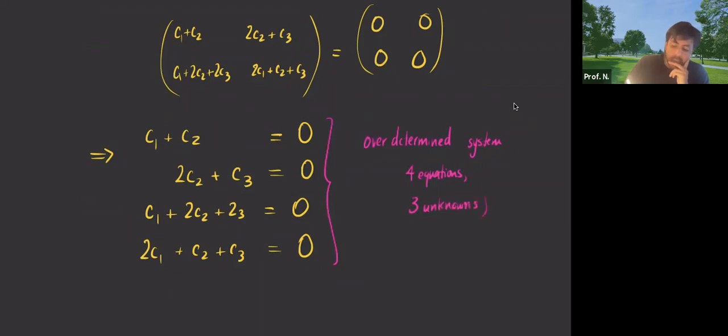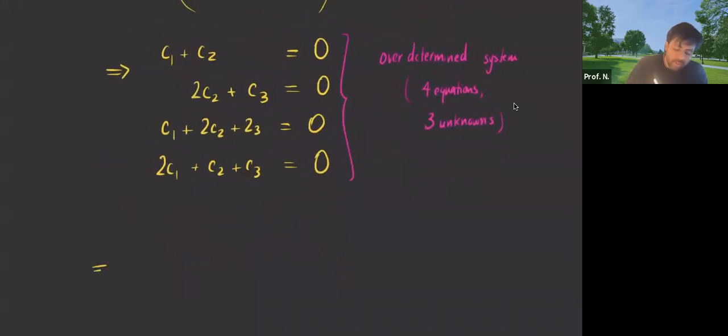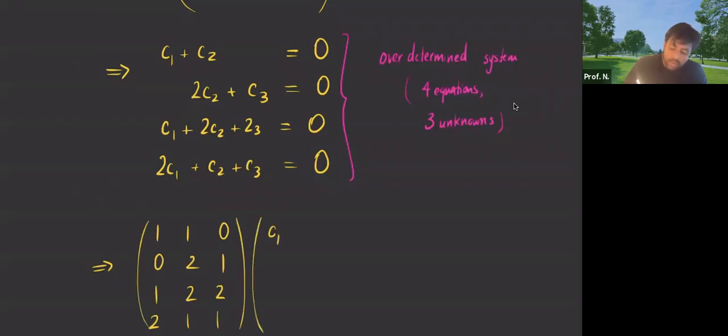An underdetermined system is when the opposite happens, when you have more unknowns than equations. Most of the time, those kinds of systems have infinitely many solutions. So from here, what can I create? I can create a matrix equation: this is 1, 1, 0. This is 0, 2, 1. This is 1, 2, 2, and this is 2, 1, 1. This is a 4 by 3 matrix, and this is C1, C2, C3. And I get 0, 0, 0, 0.